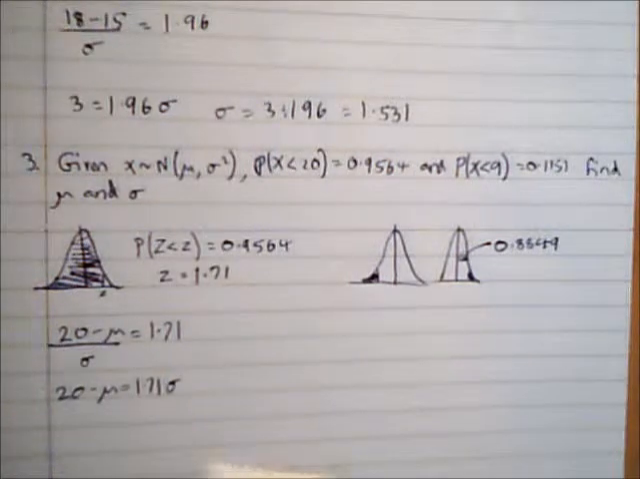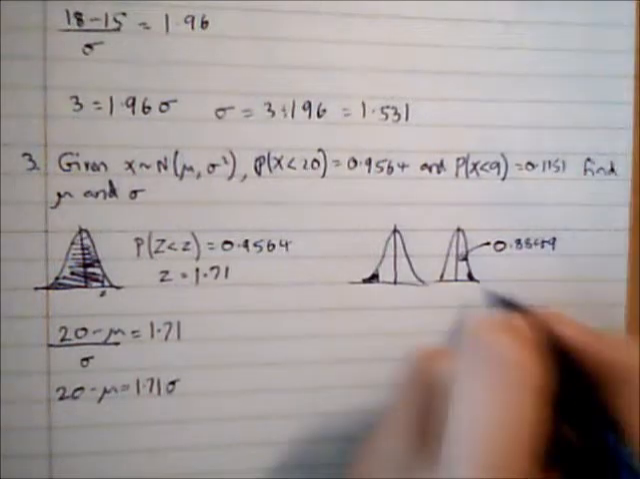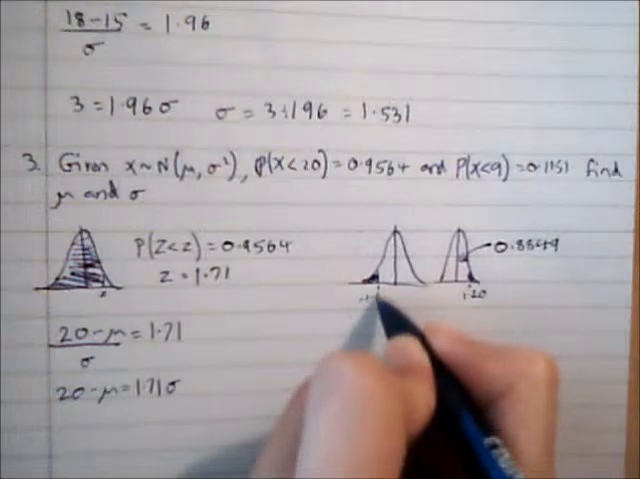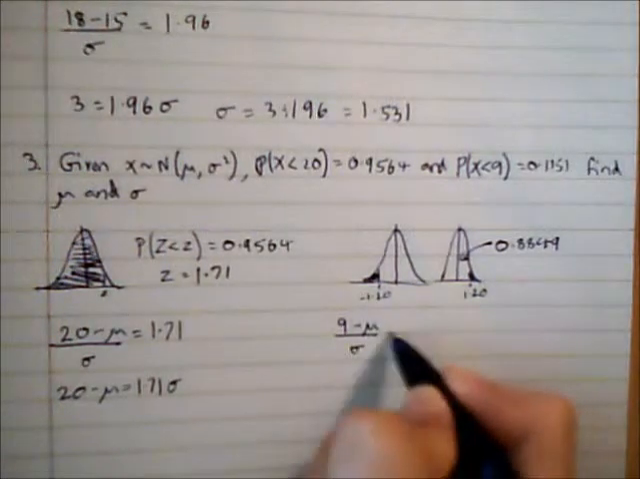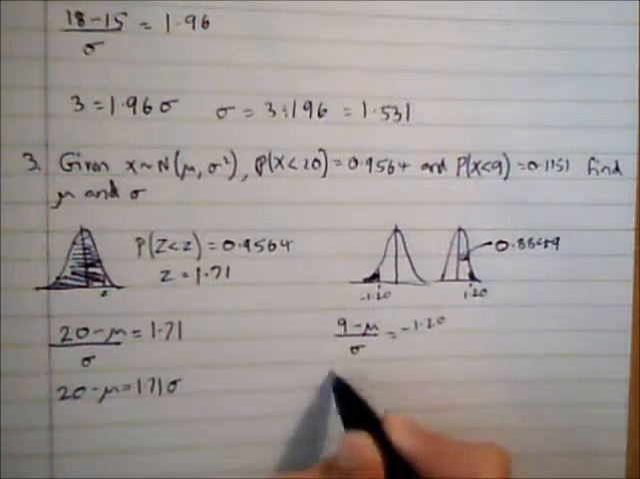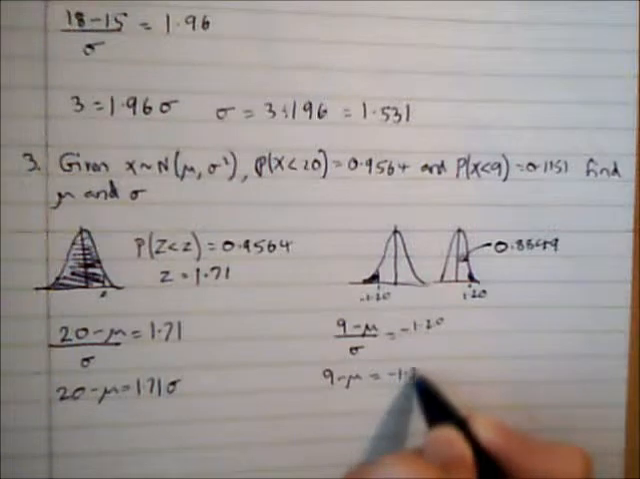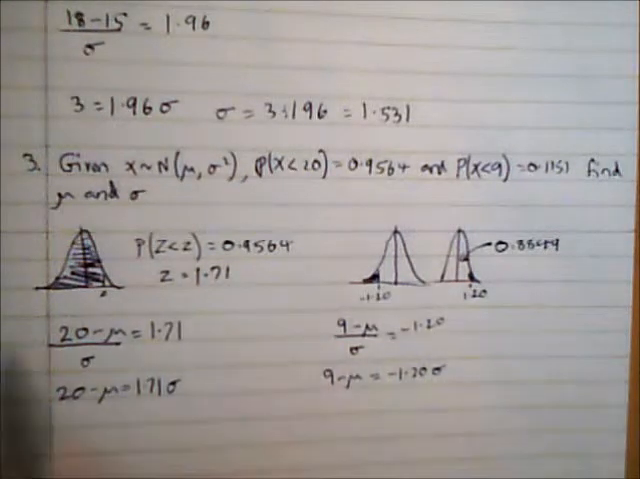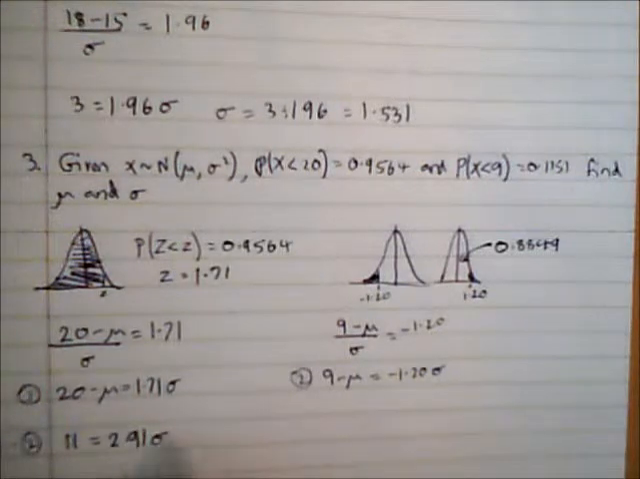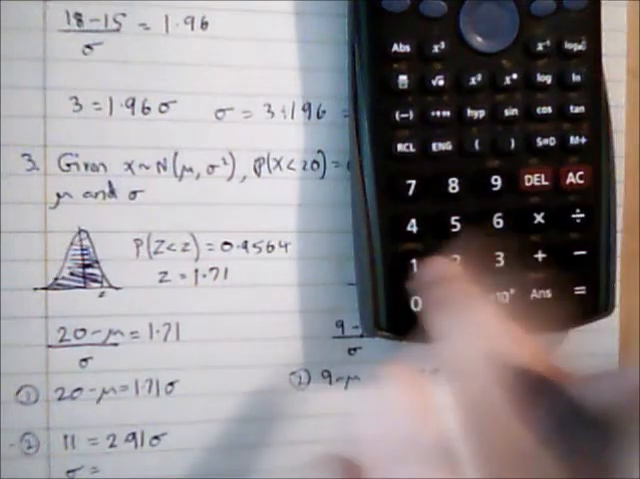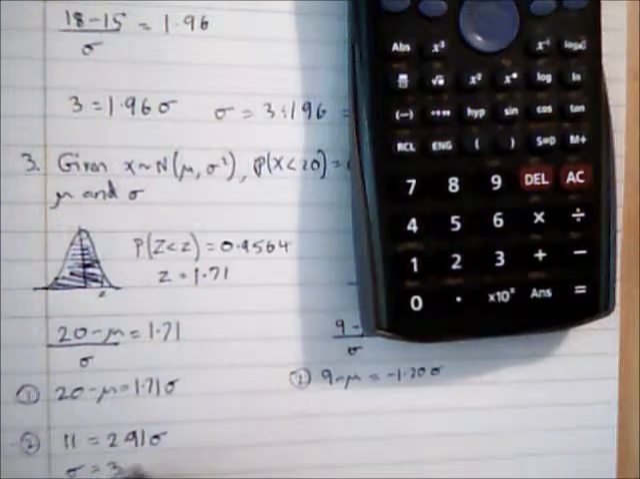So can I look up 0.8849 in the table? I can, and I get 1.2. So this value here is 1.2, so that means this value is negative 1.2. So I know here that 9 subtract mu over sigma is equal to negative 1.20, and therefore 9 subtract mu equals negative 1.20 rho. So I've got two equations here that I can work on simultaneously. So if I do equation 1 subtract equation 2, on the left hand side I get 11, and on the right hand side I'm going to get here 2.91 sigma. So then I can solve for sigma. And I get sigma here being 3.78.